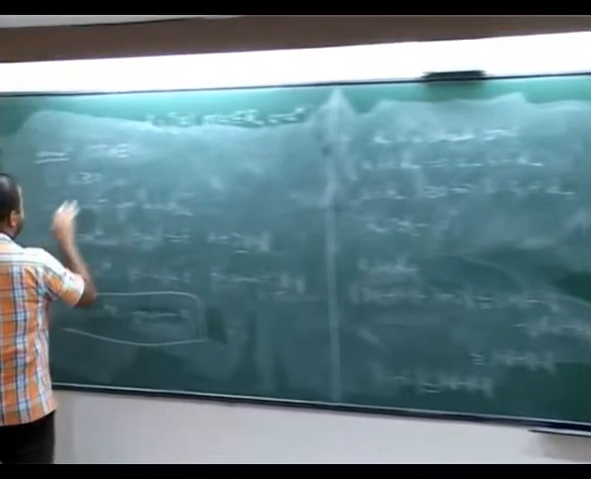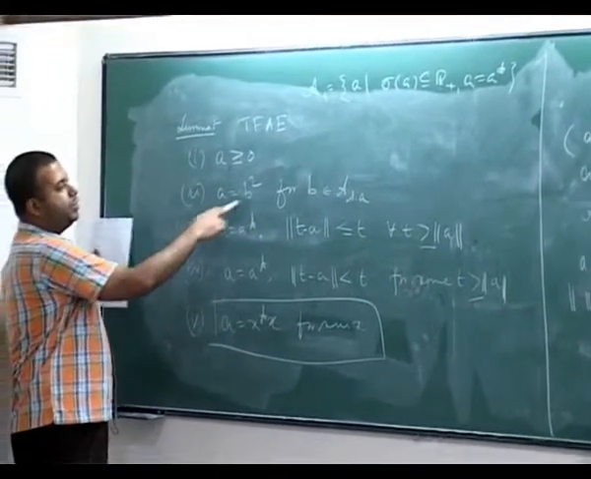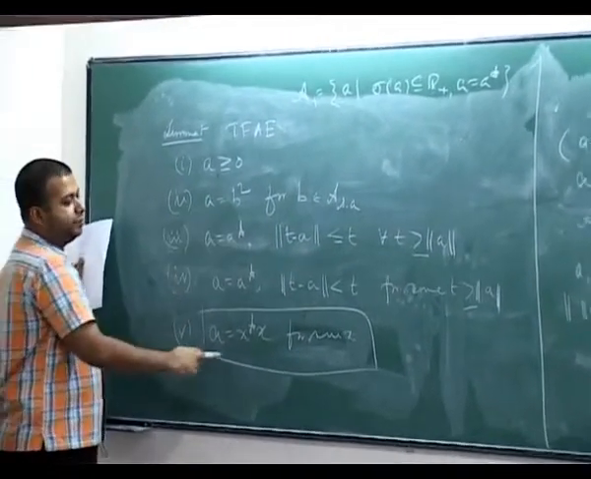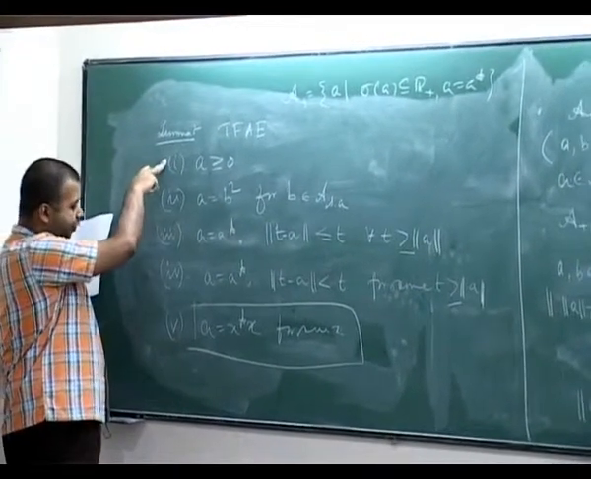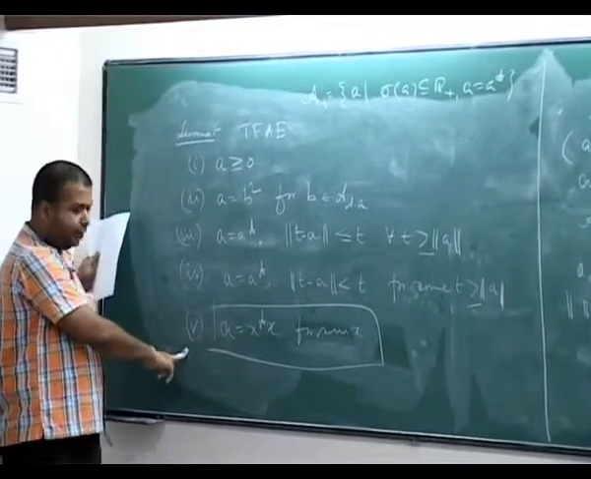If A is positive, then of course A equals B square and B is self-adjoint, so A is already of this form. So there is nothing to prove if I want to prove 1 implies this. All I need to prove is the converse.